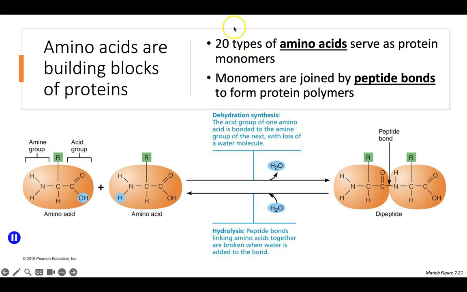And it turns out that there are 20 different types of amino acids that are central to life. And that means that there are 20 different R groups that you will find in amino acids in your body. The monomers are joined together by covalent bonds that we call peptide bonds. So another way of talking about proteins is to talk about polypeptides. So we have an amino acid is the monomer. Here we have a dipeptide. That means there are 2 monomers in the chain. And then we can also have polypeptides, which would be 3 or more monomers in the chain.